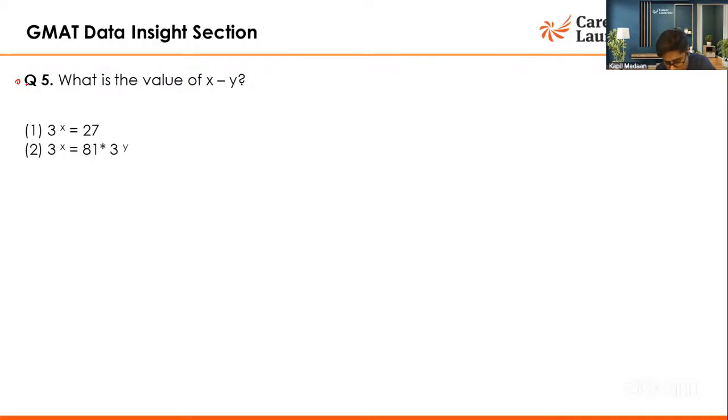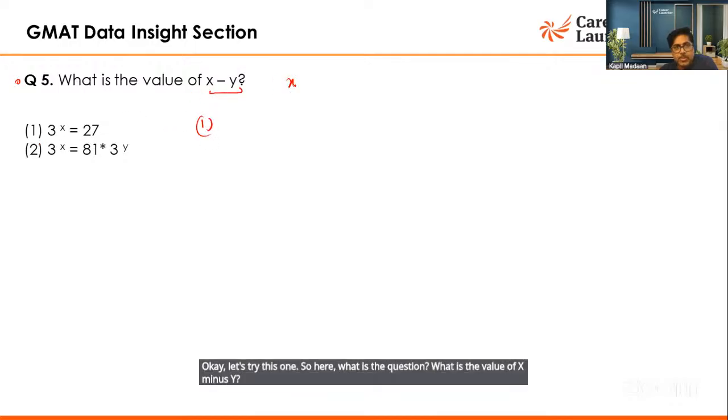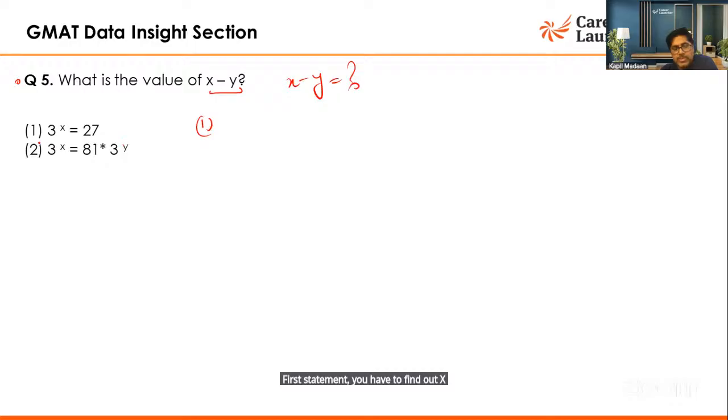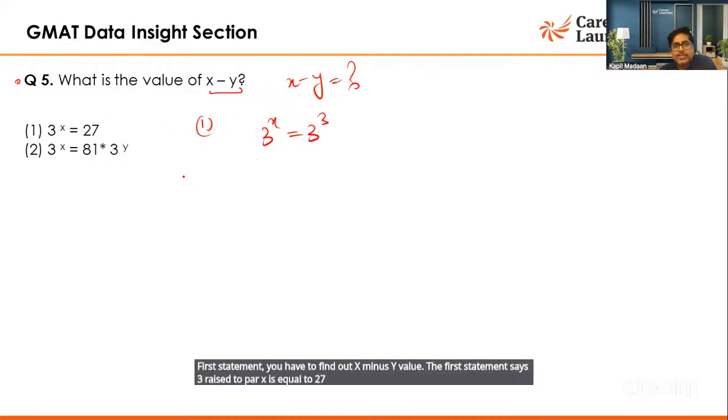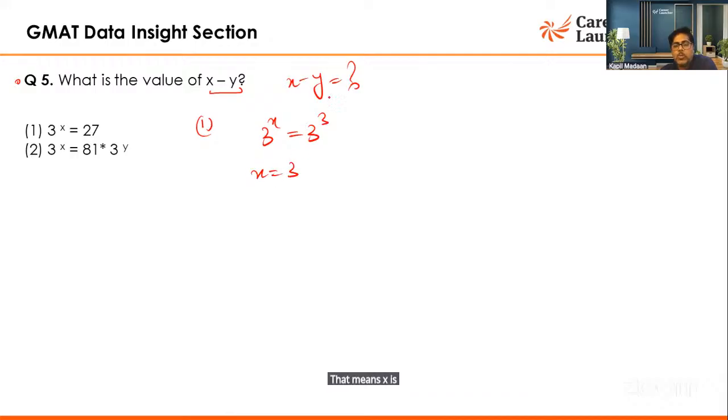Okay, let's try this one. So here, what is the question? What is the value of x minus y? You have to find out the x minus y value. The first statement says 3 raised to power x is equal to 27, which is 3 raised to power 3. That means x is equal to 3. What about y? That is not given. First statement, not sufficient. What about second?